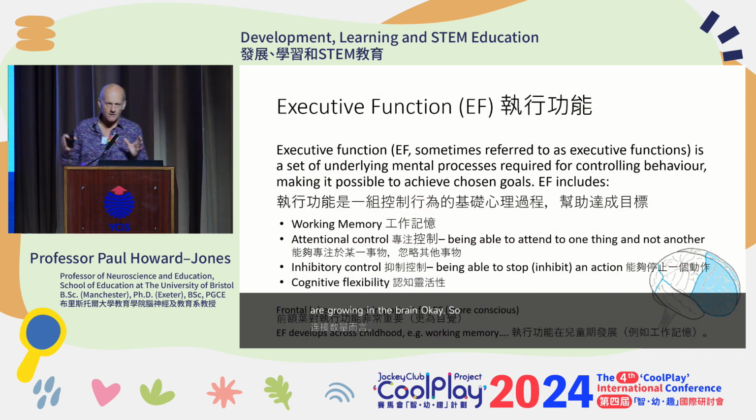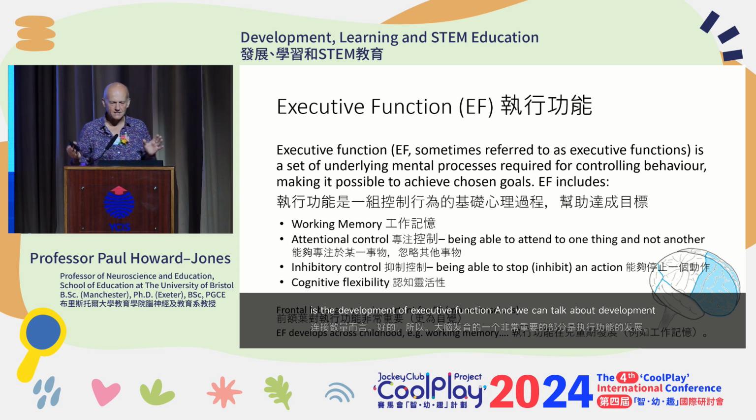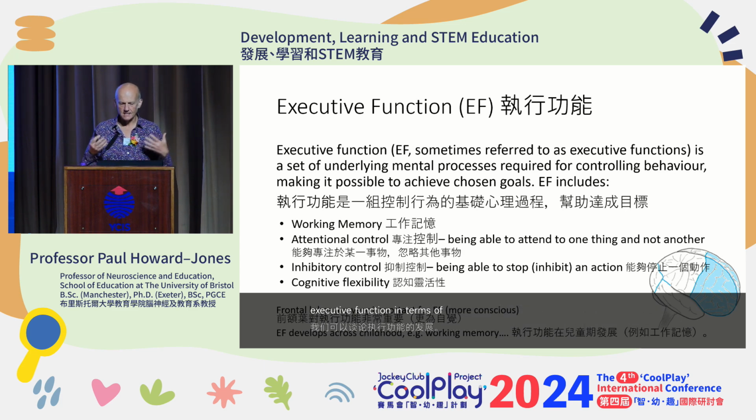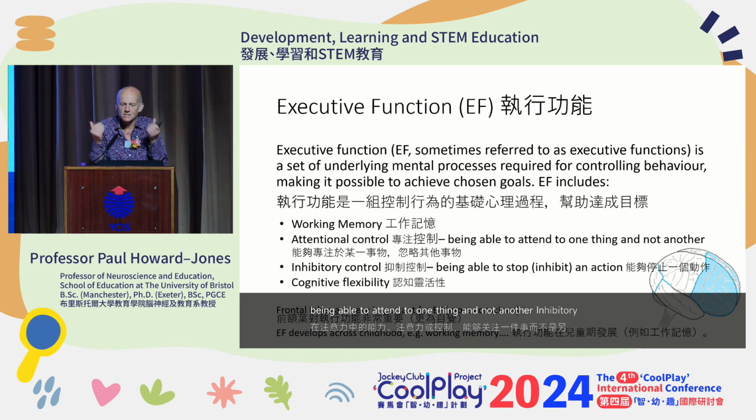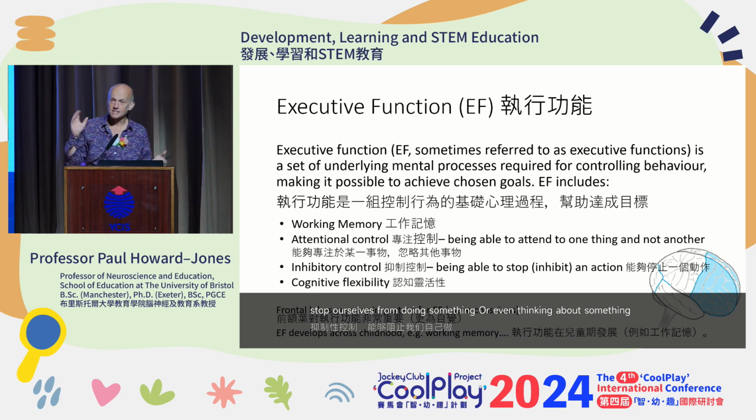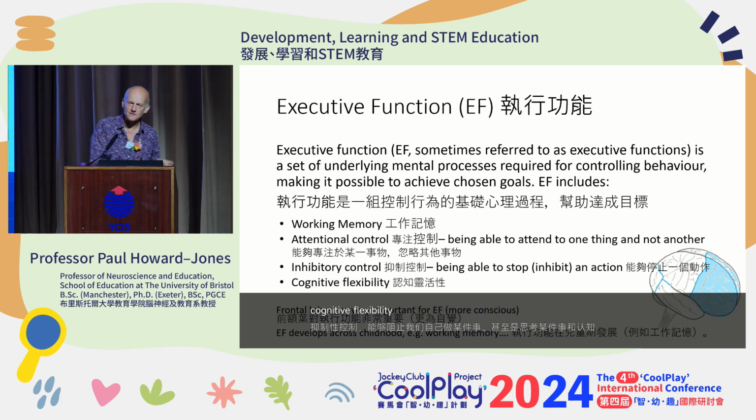Okay, so a very important part of the brain development is the development of executive function. And we can talk about development of executive function in terms of 4 basic types of function. Working memory, our ability to hold information temporarily in our attention. Attentional control, being able to attend to one thing and not another. Inhibitory control, being able to stop ourselves from doing something or even thinking about something. And cognitive flexibility, our ability to shift from one set of rules in one context to another set of rules in another context.